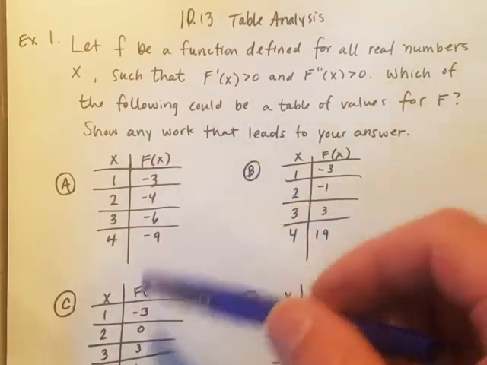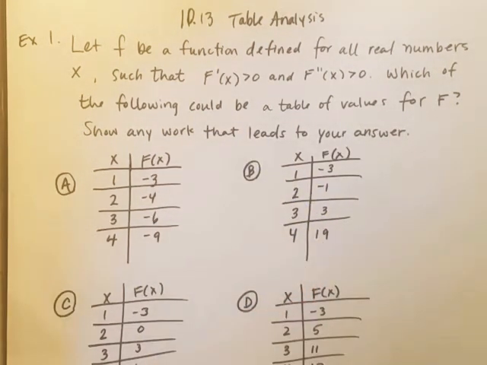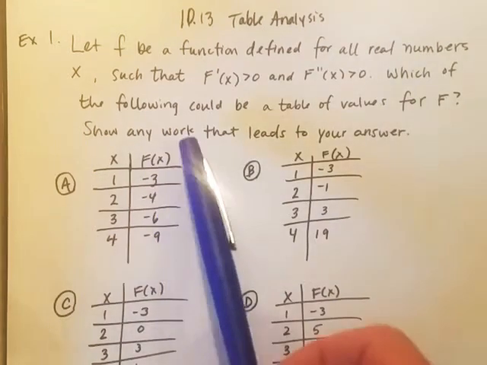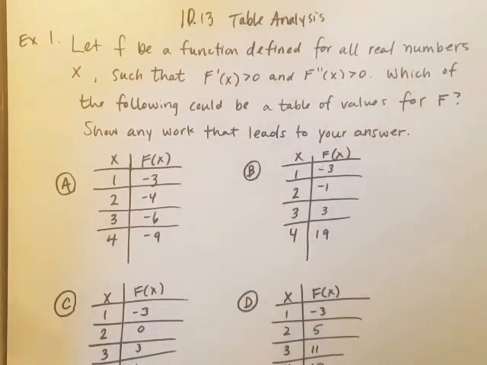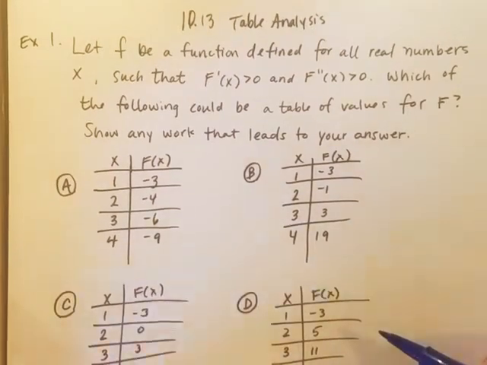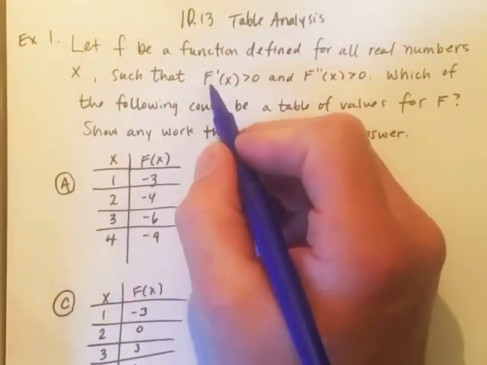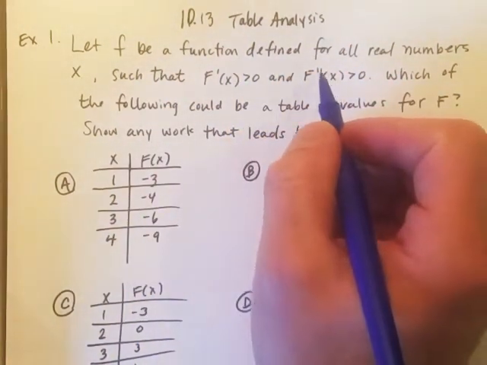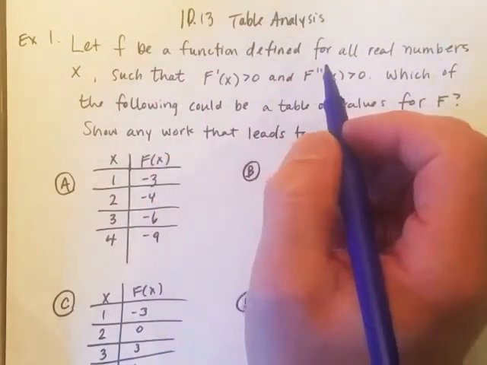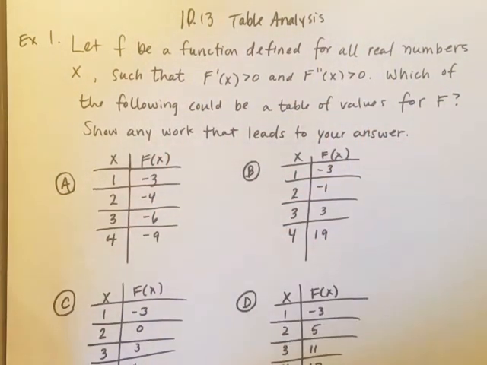So let f be a function defined for all real numbers x such that f prime of x is greater than 0 and f double prime of x is greater than 0. Which of the following could be a table of values for f? Okay, so they're asking me this question about f, and then they're giving me a bunch of information about f prime and f double prime. They say f is defined for all real numbers, which just means we can plug anything into f. Nothing is out of bounds here.